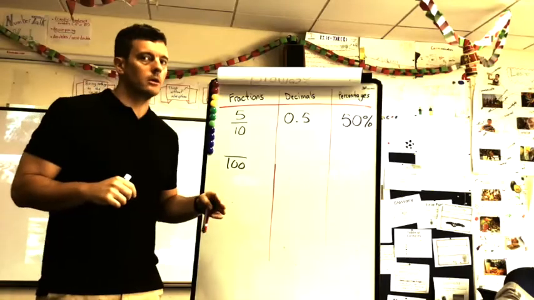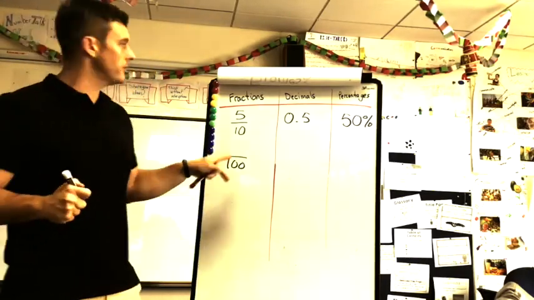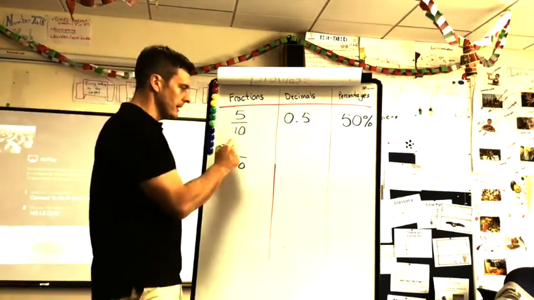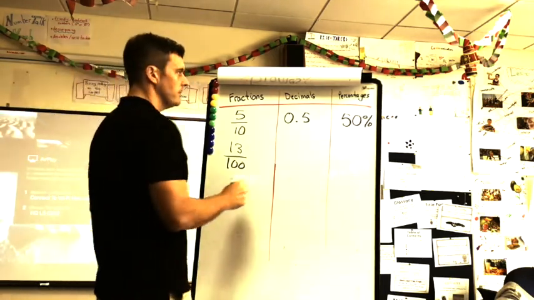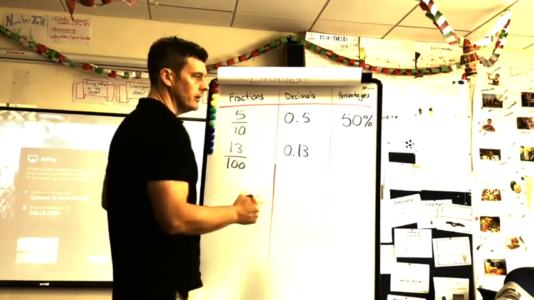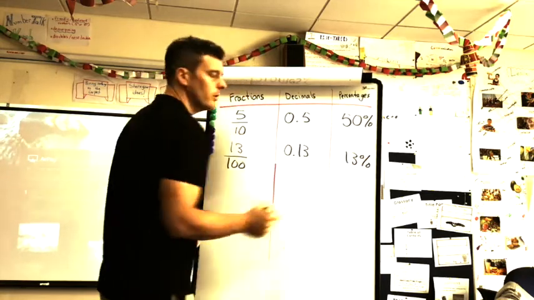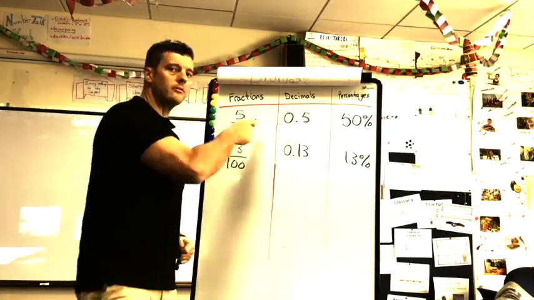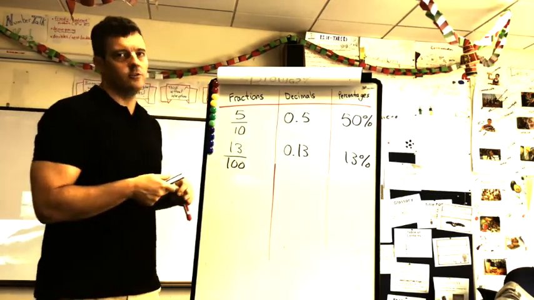We're also going to be working with fractions that have tenths and hundredths to convert them between decimals and percentages. So if I had a fraction that looked like this, 13/100ths, my decimal would look like this, and my percent would be this. So by the time we're done, you're going to be able to go between all three and convert them using tenths and hundredths.